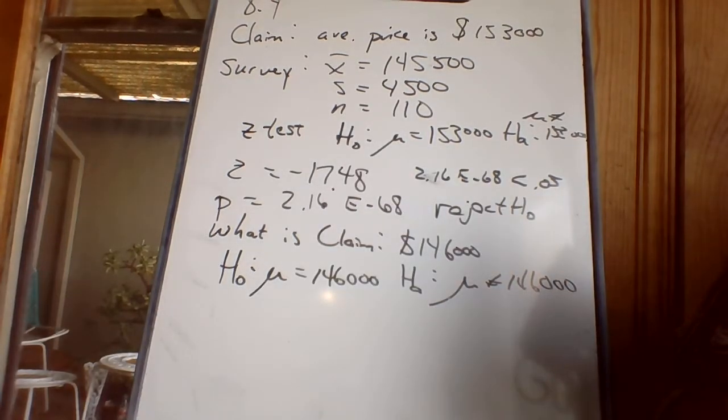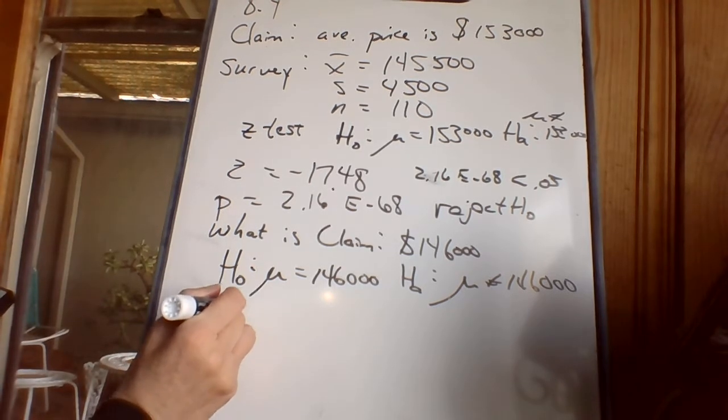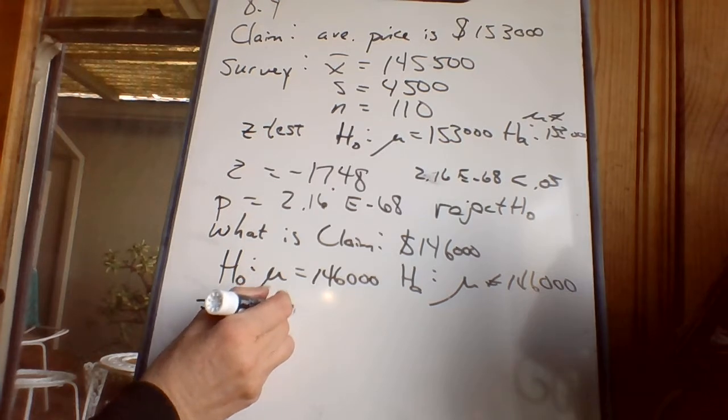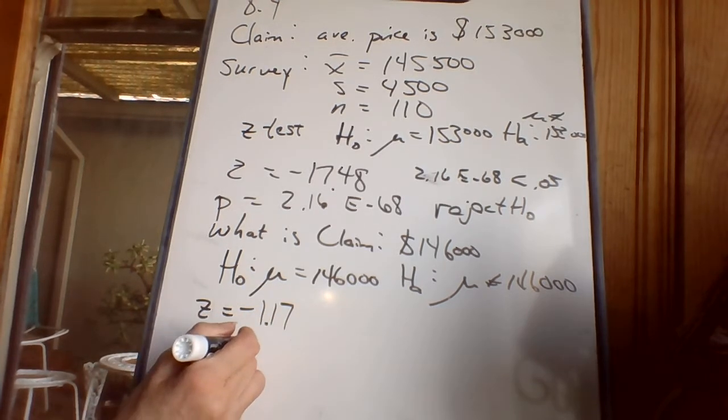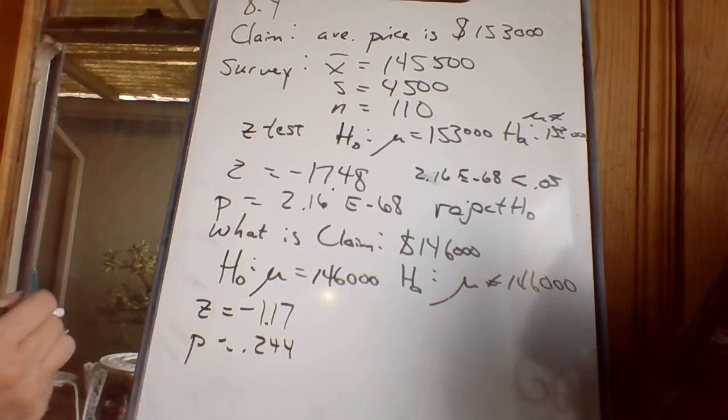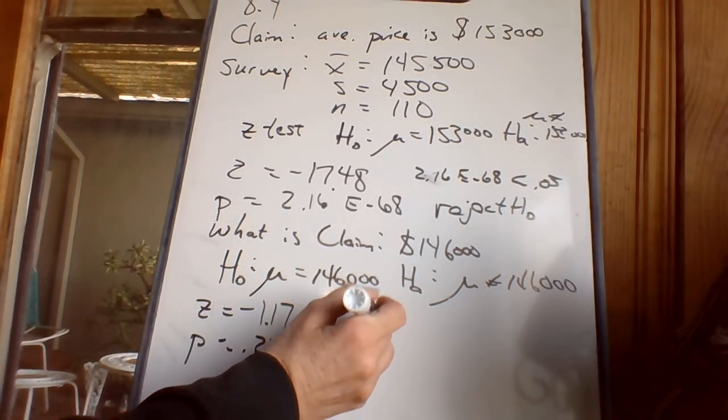All right, let's try them this time. Stat, tests, Z-test. Okay, mu0, supposedly they said 146. I didn't change my stuff, I did it right. All right. Now it sounds a little bit more like something that might happen. Z equals negative 1.17 and P equals 0.244. That's a chance of being right. They have like a 24% chance of being right.